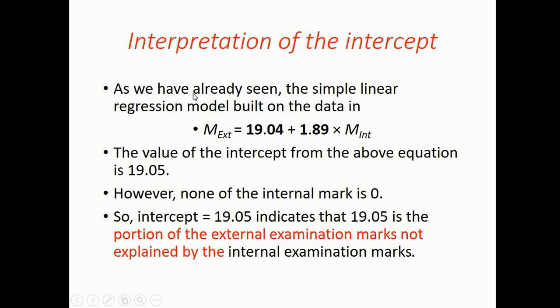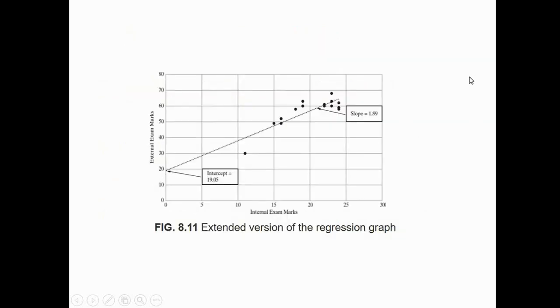Interpretation of the intercept. As we have already seen, the simple linear regression model built on the data is external marks is equal to 19.04 plus 1.89 into internal marks. The value of the intercept from the above equation is 19.04. However, none of the internal marks are 0. So the intercept indicates that 19.04 is the portion of the external examination marks not explained by the internal examination marks. From this diagram, we can see that this portion of the external marks is not explained by the internal marks.